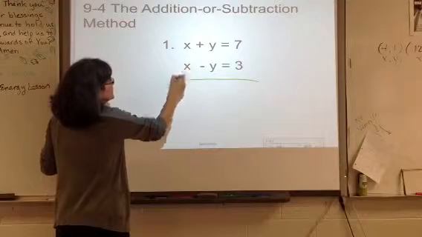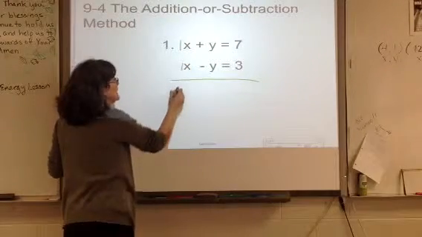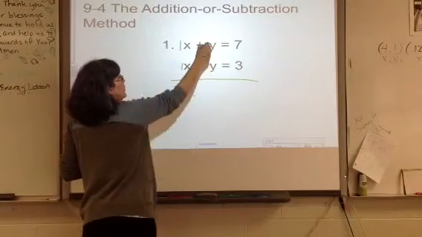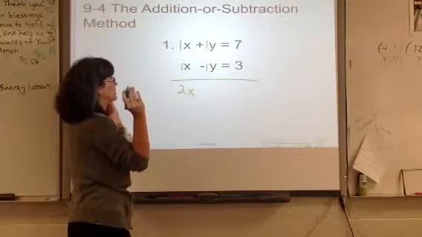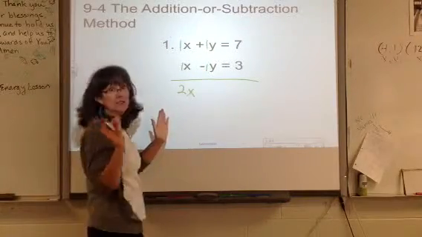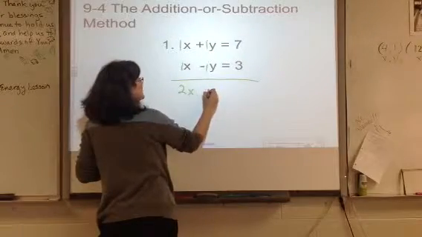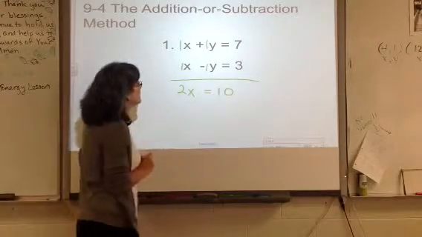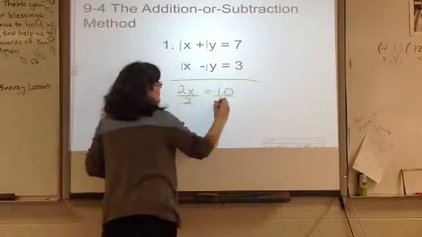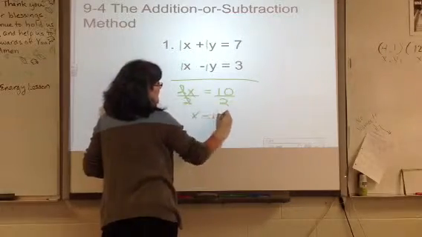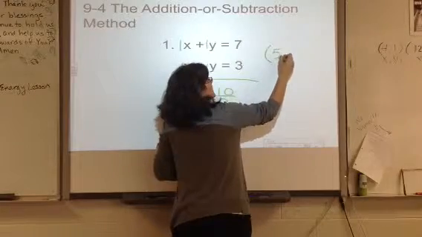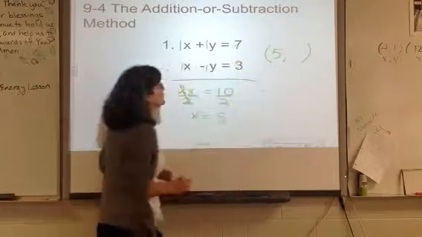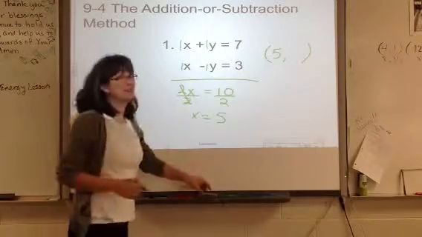So 1x plus 1x, there's no invisible ones, is 2x. And 1y minus 1y, 0, no y's. Not even going to write anything down. I'm just crazy like that. And then 7 plus 3 is 10. Okay, now divide by 2, and I get x equals 5. Okay, so I'm going to put that as part of my answer. x is 5. Still have to find y, and it's really easy to find y.